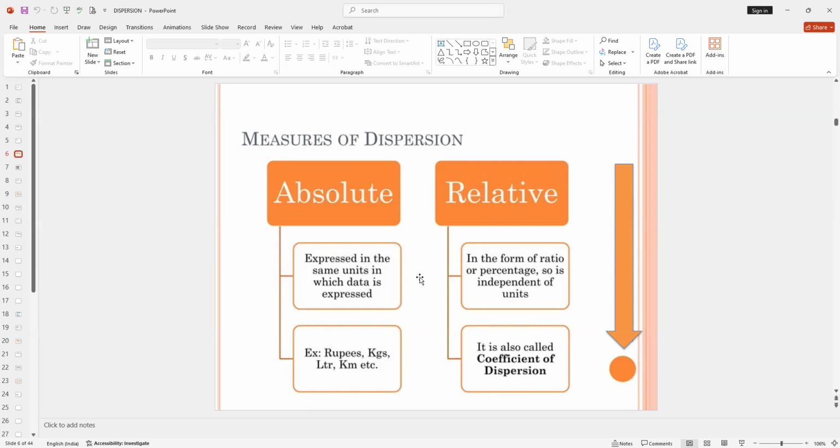Now we will talk about the relative measures of dispersion, in the form of ratios or percentages. Measures that are independent of units, not dependent on the units, are known as relative measures of dispersion. They are also known as coefficients of dispersion. For example, we can talk about fractional or percentage-wise data as relative measures of dispersion.